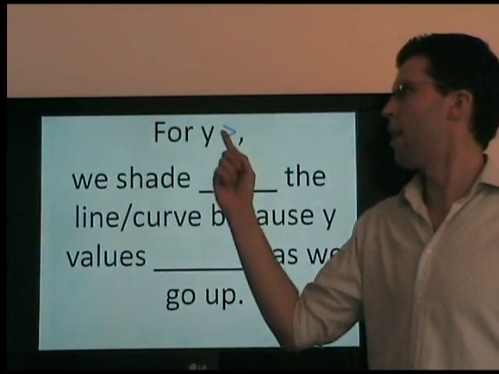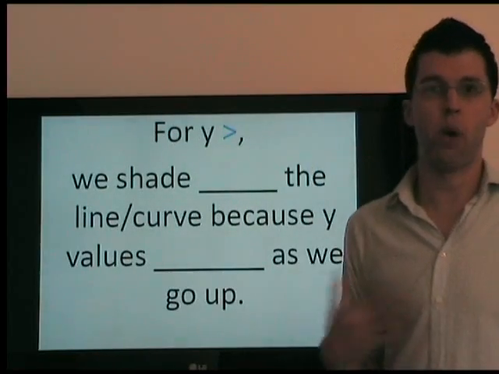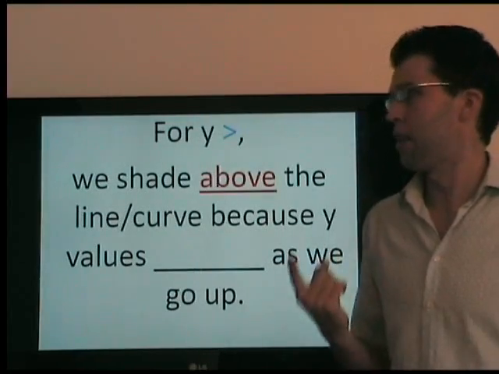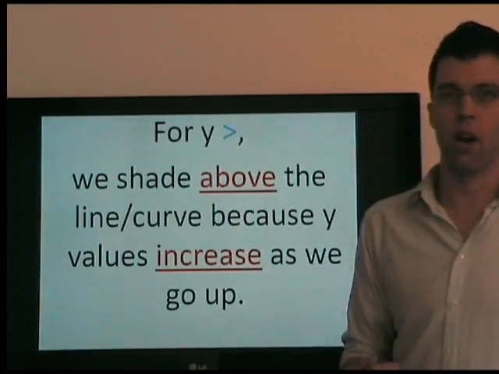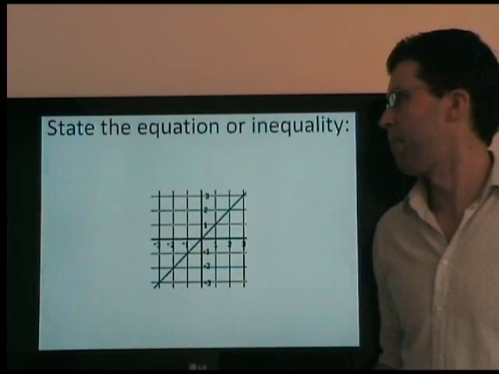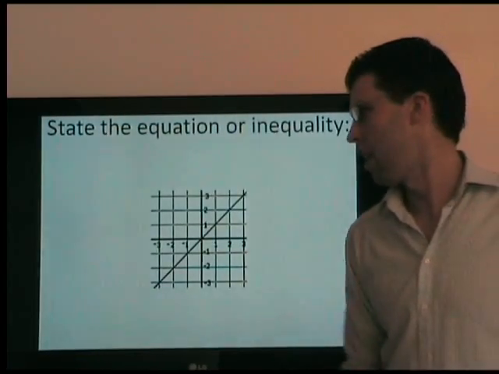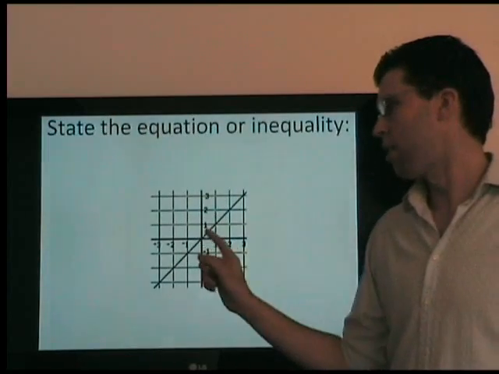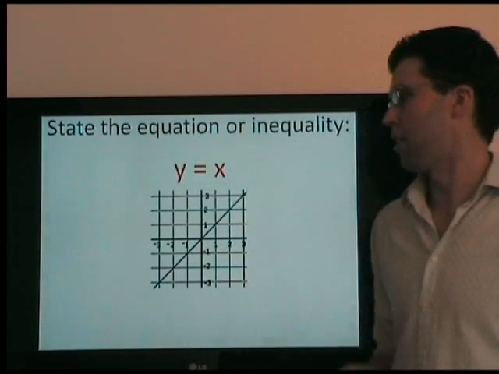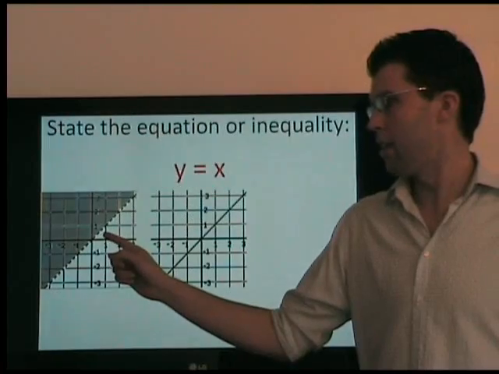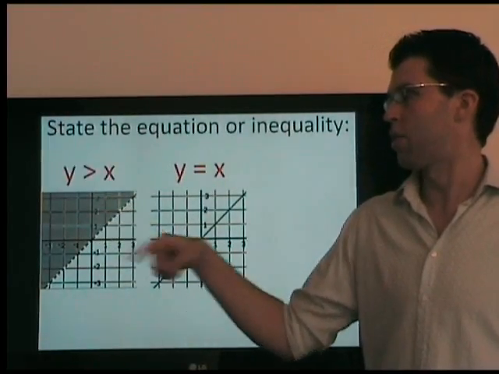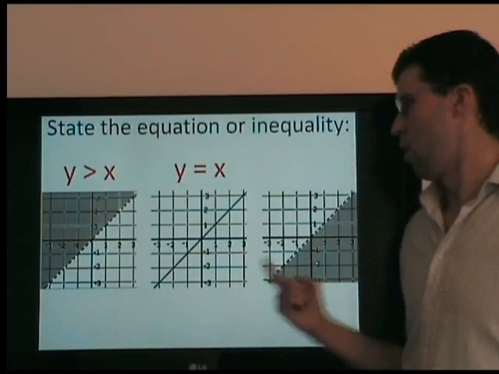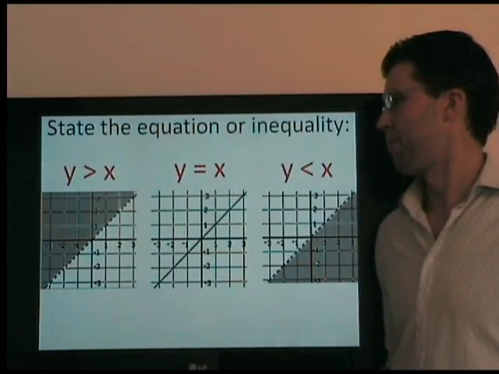Okay. For y is greater than some expression, where do we shade in y? Well, we shade above the line or curve, because y values get larger as we go up. Okay, let's practice the reverse process. What equation or inequality is graphed here? Well, solid line, y equals x in this case. Broken line, shade above, y is greater than x. Broken line, shade below, y is less than x.